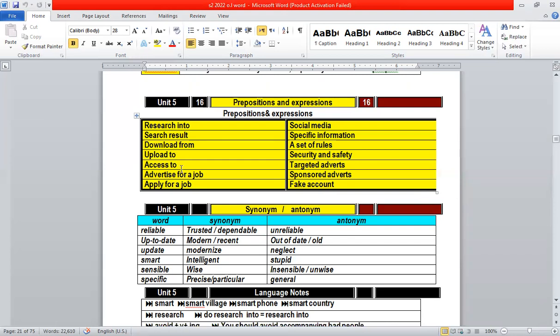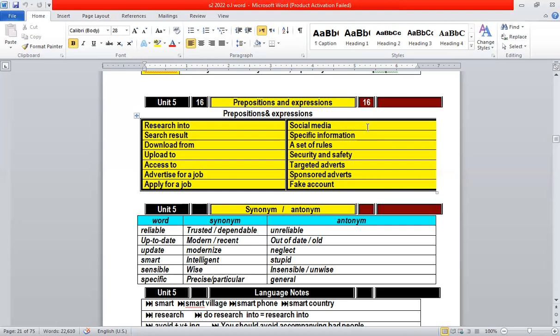Access to, the language of the computer and the internet as well. The access to something. Advertise for a job. When you advertise for a job, you ask people to work for a certain job. To advertise for a job. Apply for a job. That's when you want to take a certain job, you apply for it. So apply for it. This is for us when we want to ask for a job. For the place who wants people to work for it, we say they advertise for a job.